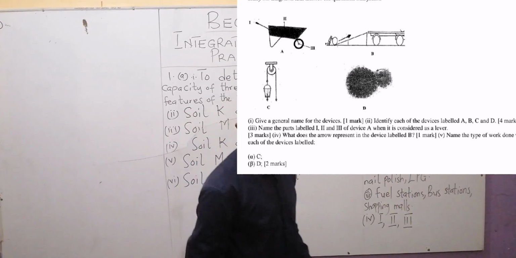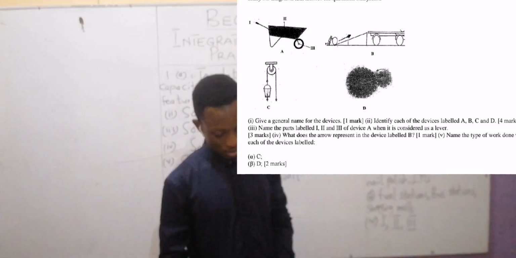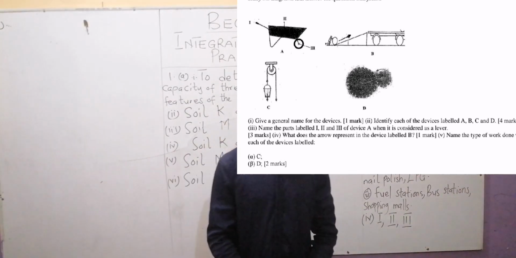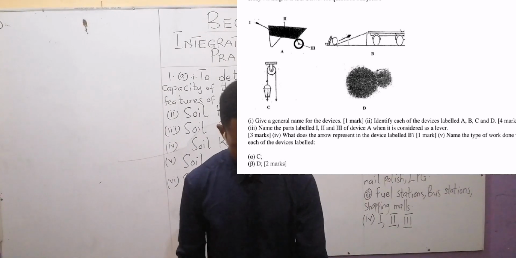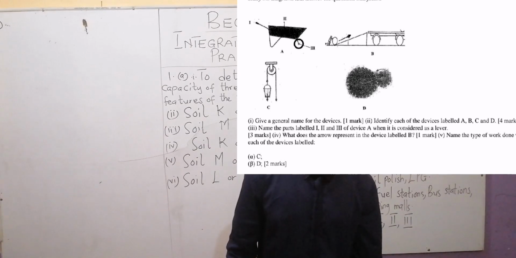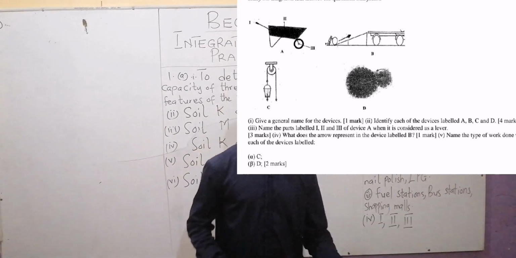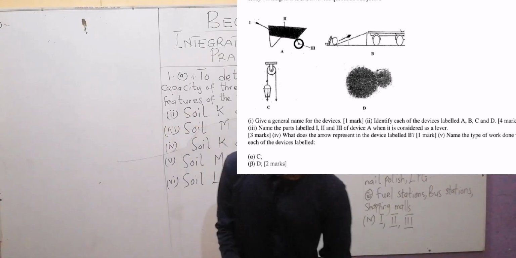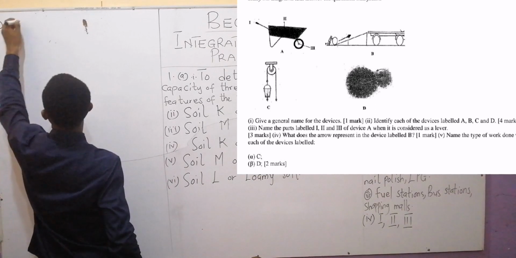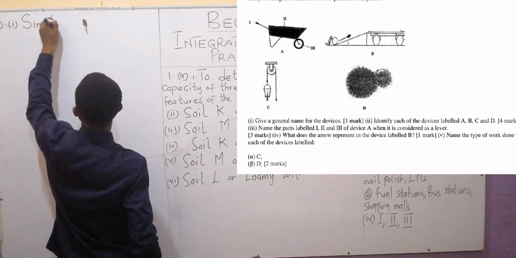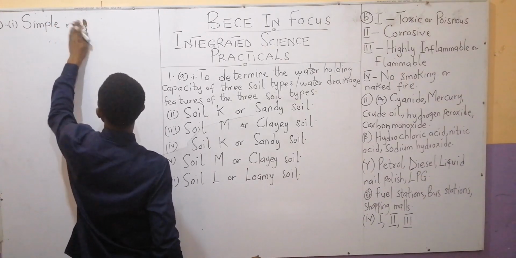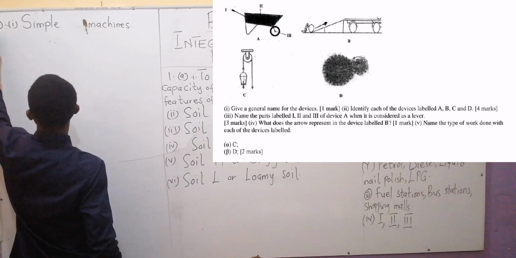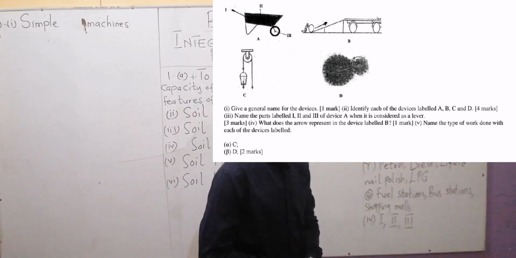Now C is a question on machines. The diagrams below are illustrations of devices used to do work easily. Study the diagrams and answer the questions that follow. We have A, B, C, and D. I, give a general name for the devices. This is under machines, and you know we have two types of machines, simple and complex. These things are used to do simple work, so we have them as simple machines.